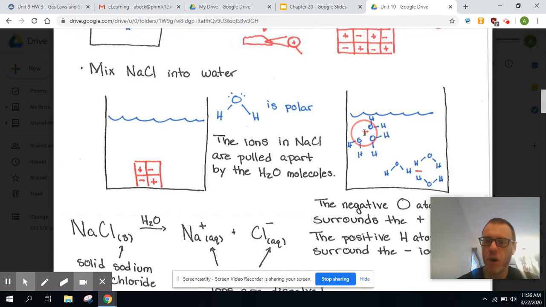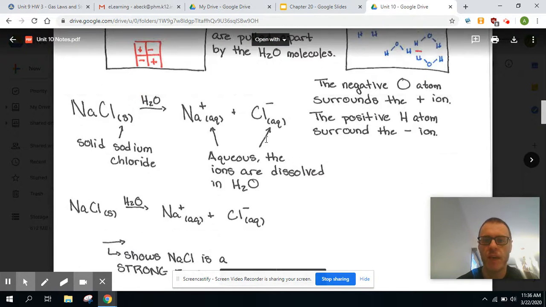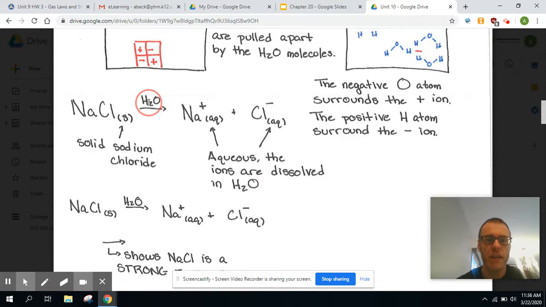Here, all the sodium ions, which are positive, are surrounded by the oxygens from water, which are negative. And all of the negative chlorides from sodium chloride are surrounded by hydrogens from the water, because the hydrogens are positive. The way we'd write it is: solid sodium chloride, there's our solid. The H2O above the arrow just means we're putting it in water. We're going to dissolve it in water, and then we break it apart into our ions here and here.